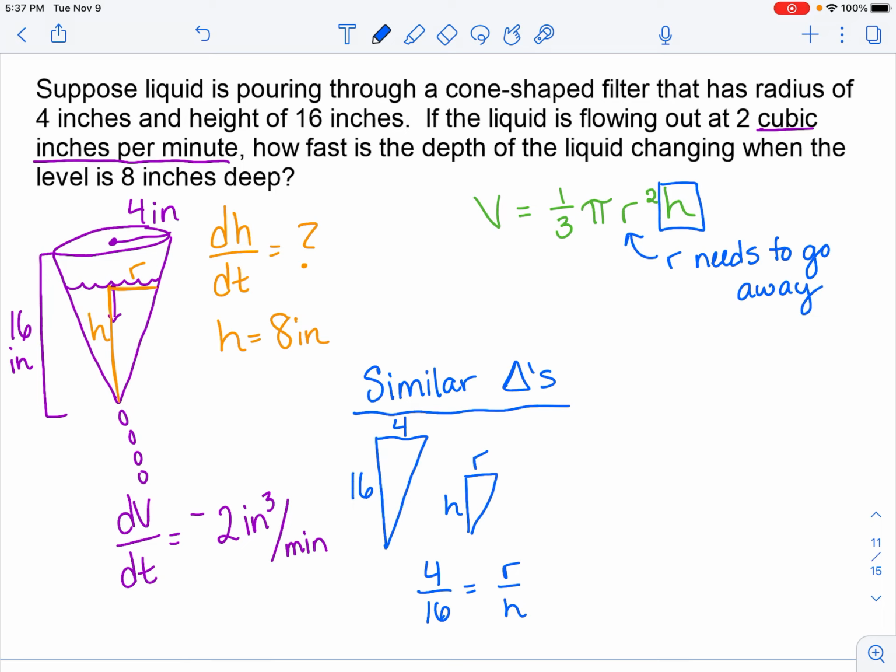We need r to go away. All right, so I'm going to take this proportion and rewrite it so it says r equals. Well, 4/16 is 1/4. And then move the h to the other side by multiplying. The radius is equal to 1/4 the height.